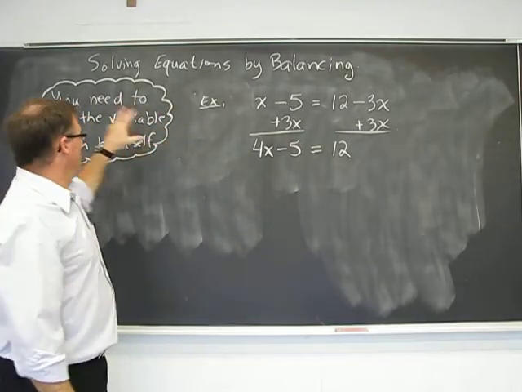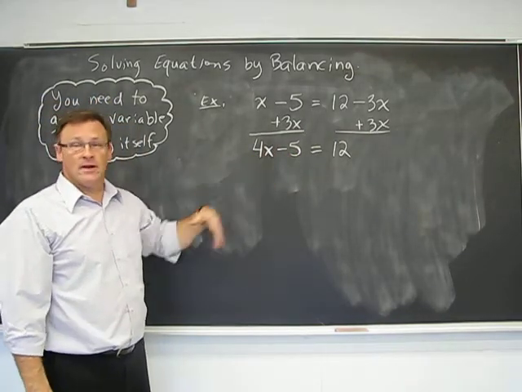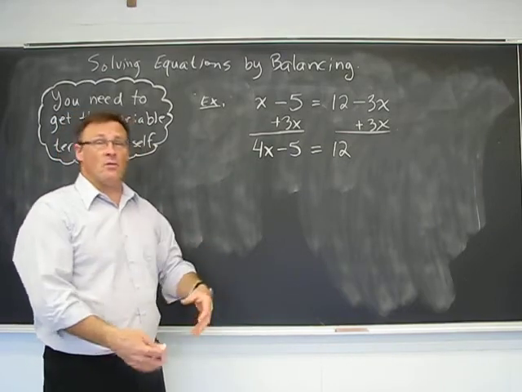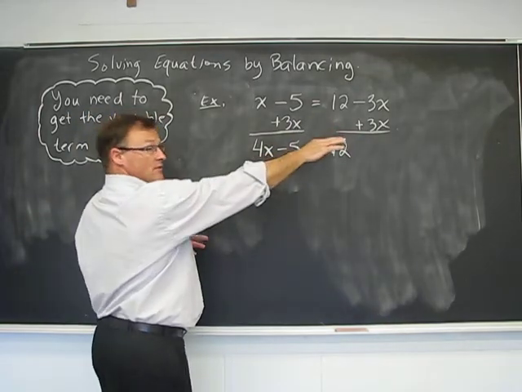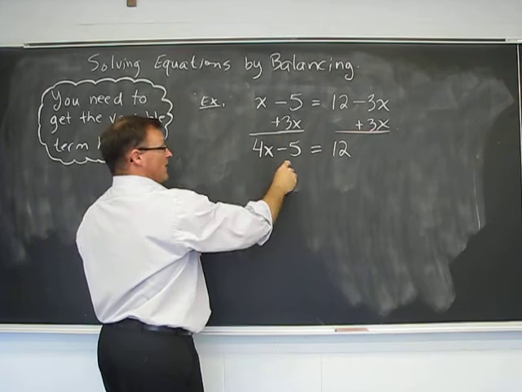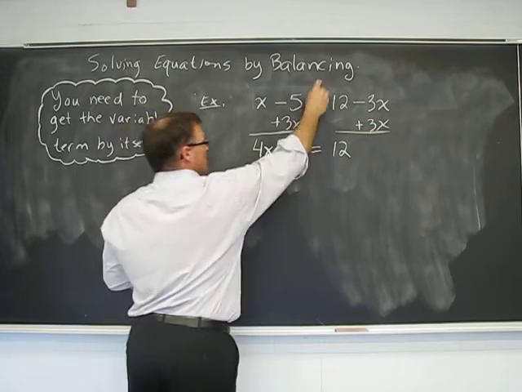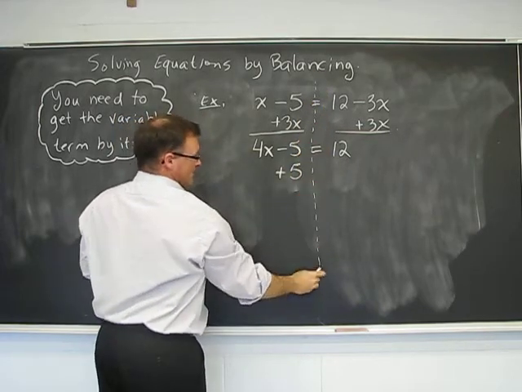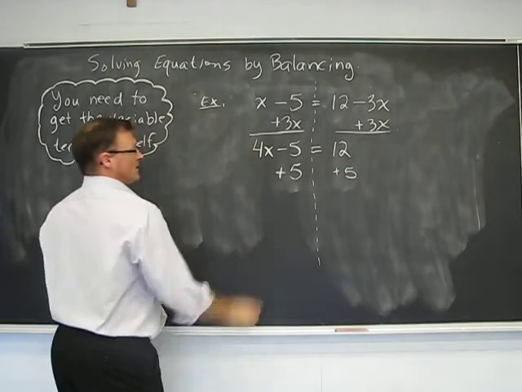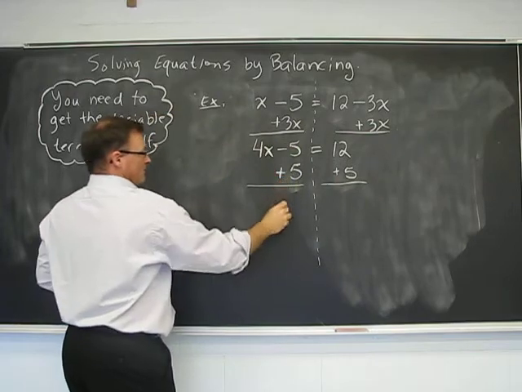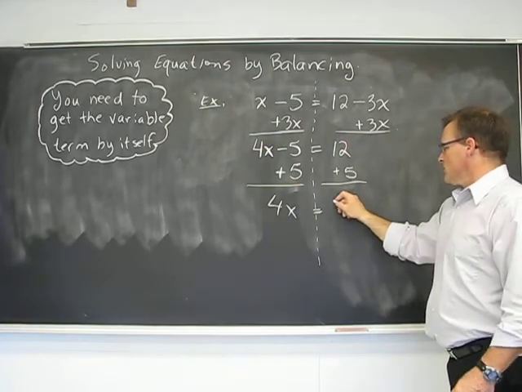Now, I still want to isolate the variable term. So I've got to get rid of this minus 5. It's not helping me. In fact, I don't want to know what 4x minus 5 is. I want to know what 4x is and eventually what x is. So, same way as I got rid of the negative 3x, I'm going to get rid of the negative 5 by adding a positive 5 on this side. And, again, balancing. Remember, this is like a barrier that splits them. Positive 5 on this side, positive 5 on that side to keep it balanced. When you simplify this, you're going to get 4x. On the right side, you're going to get 17.